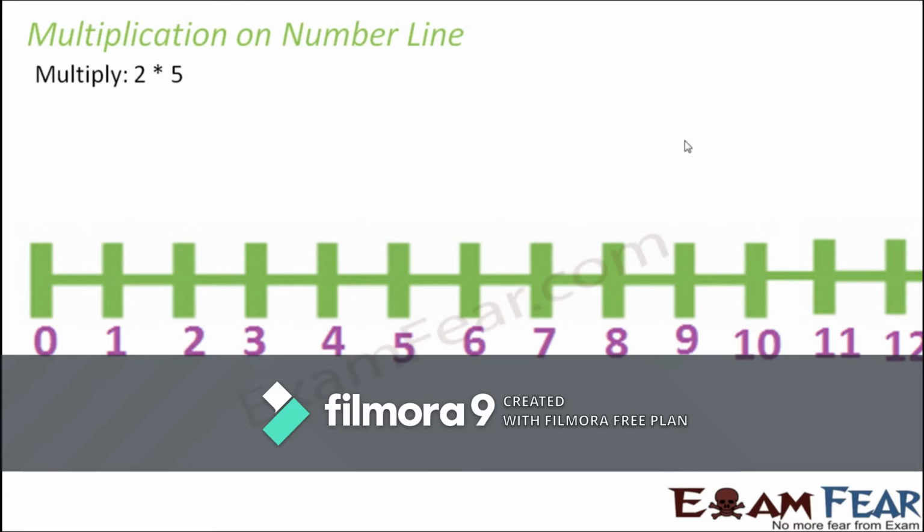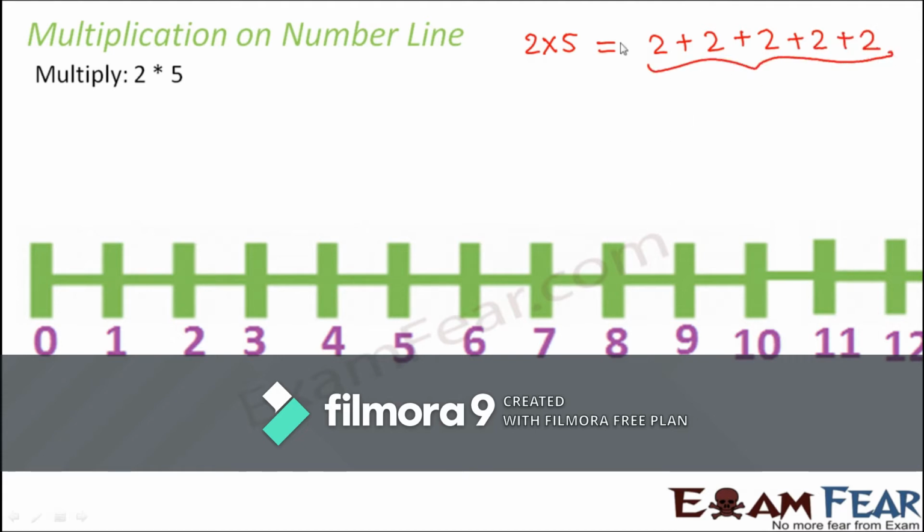Now how about multiplication on a number line? How do we multiply on a number line? This is also going to be very interesting. Let's say you want to multiply 2 and 5. 2 into 5 would be how much? First thing is we want to multiply 2. What does this mean? 2 into 5 means that 2 is added 5 times. So 2 into 5 is just another way of writing 2 plus 2 plus 2 plus 2 plus 2.